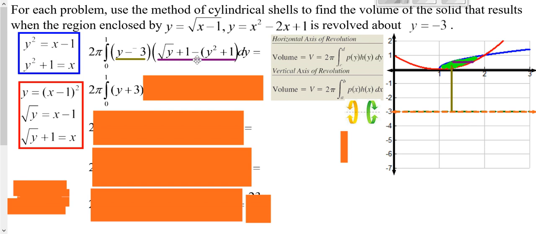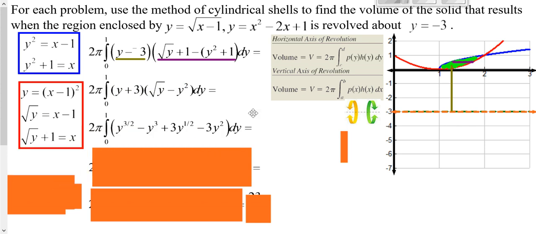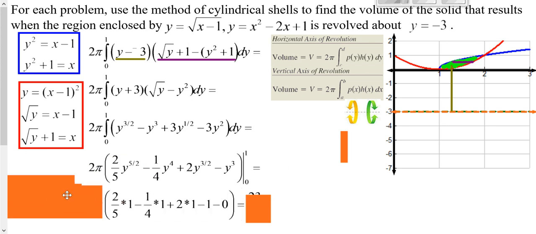Well, I could go ahead and distribute through my negative sign, and in that case, the ones are going to drop. So now I have 2 terms times 2 terms, so I'm going to FOIL that out so that I can easily go ahead and integrate. So now I can integrate, increasing all my exponents by 1. Now I can plug in 1 minus what I get when I plug in 0. And in this case, I would get 23 pi over 10.